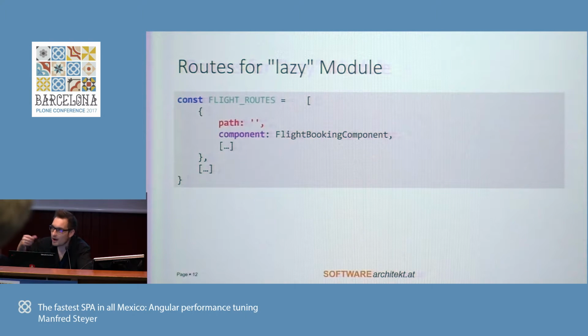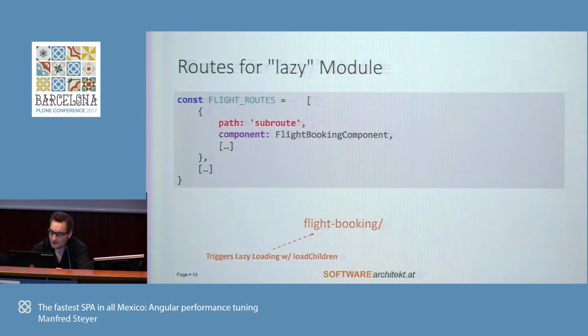We can even jump to a subroute within our lazy module. Here I have a subroute with the name subroute, and to directly jump to this route we need the URL segment that is triggering lazy loading. The name of this URL segment is flight-booking in our example. It is this URL segment that is using loadChildren and that is pointing to our module in question. And here we have to append the name of the subroute.